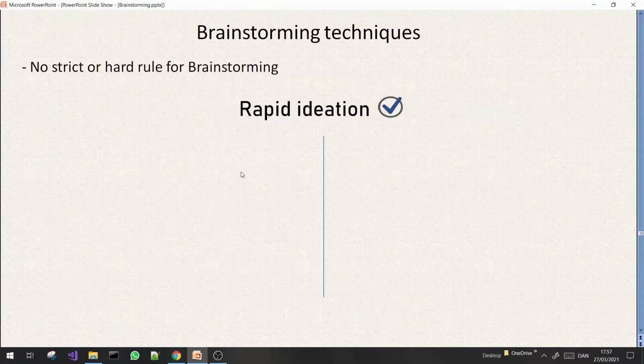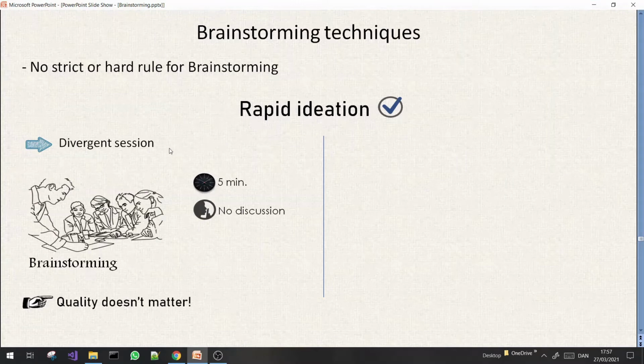Now let's talk about rapid ideation. It's a basic and simple technique which almost all companies try to implement at initial stages. It can have two or more phases, where the first phase is called the divergence session, and in this session we ask everyone to write as many ideas as possible within 5 minutes, or even less than 5 minutes if the problem is not very complex, and no discussion is allowed here.